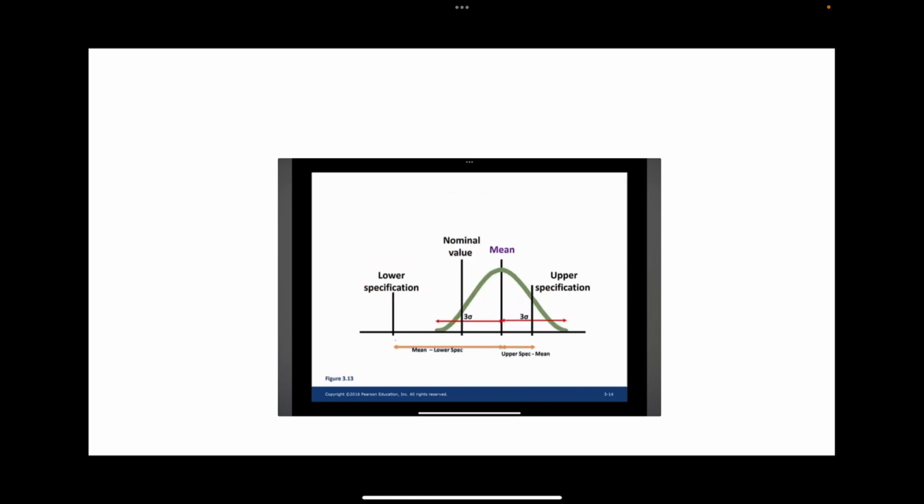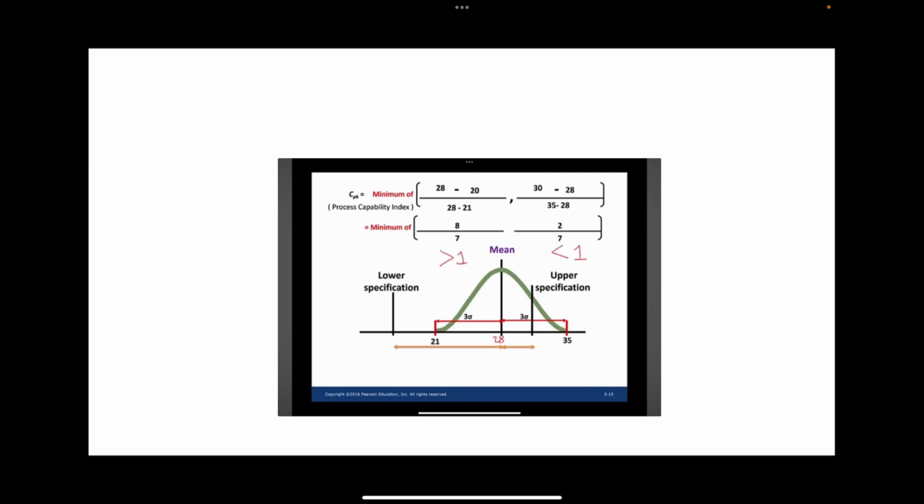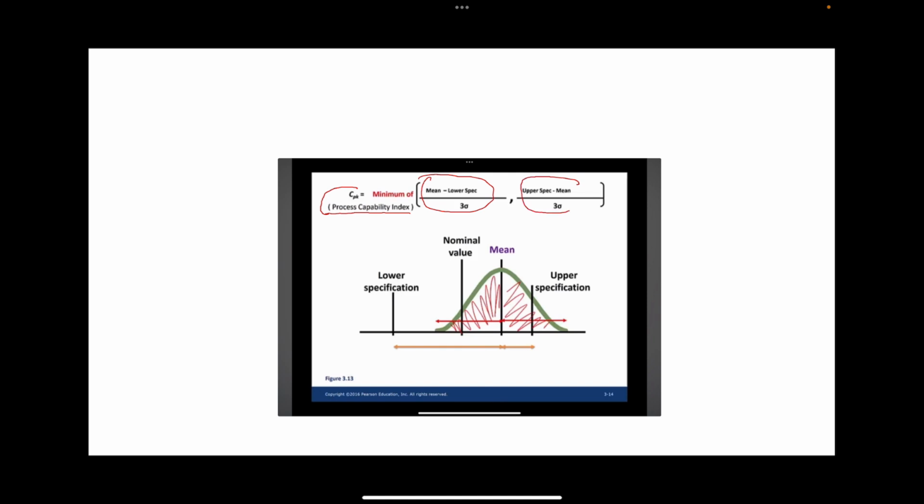Now, we have seen that the process capability can be measured by the number CP. If you calculate CP, sometimes even when the process is not capable, CP can be greater than 1, because the mean is not coinciding with the nominal value. And how will you measure the process capability in this case? In that case, we will use a different number, that is CPK, or process capability index. This is the minimum of (mean minus lower spec) by 3 sigma and (upper spec minus mean) by 3 sigma.